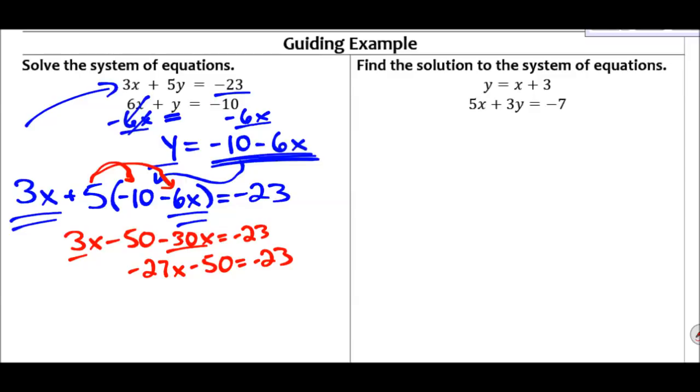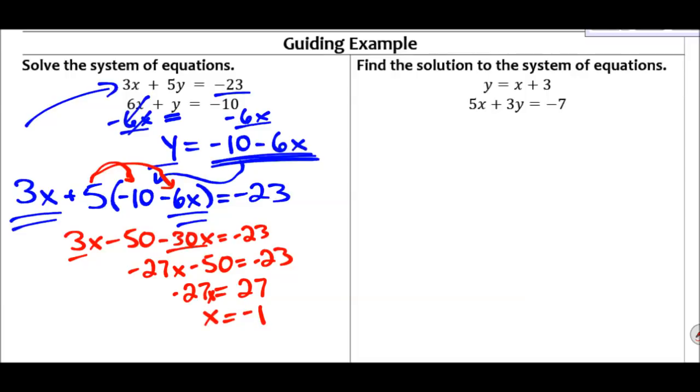Now I have a two-step equation. I'm going to add the 50 over. That gives me negative 27x equals 27. And then I divide by negative 27. That gives me that x is negative 1.